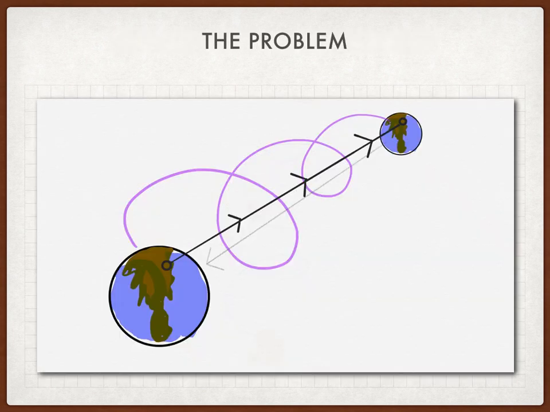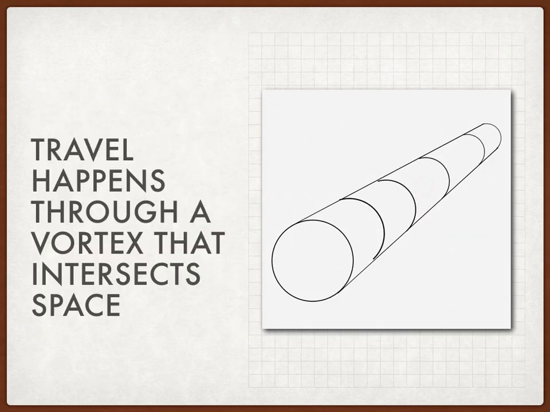So we want to travel back through time, right? So we need to go to a certain point in space and a certain point in time. Now, the problem is how this actually happens, right? So, as you know, travel happens through a vortex. I like to think of the vortex itself as a tube.